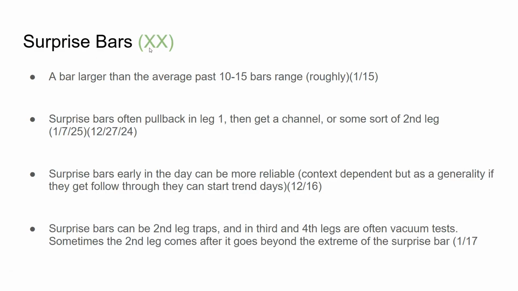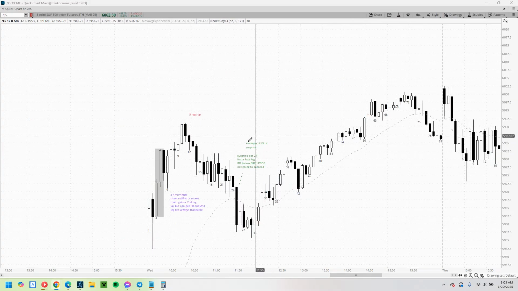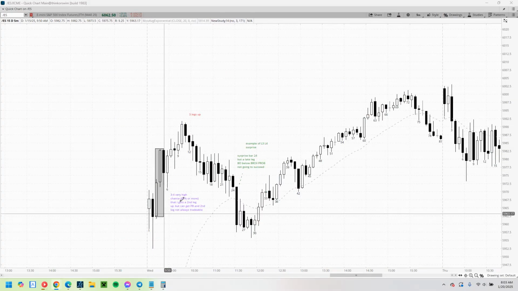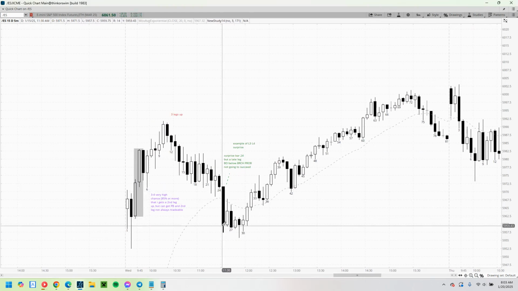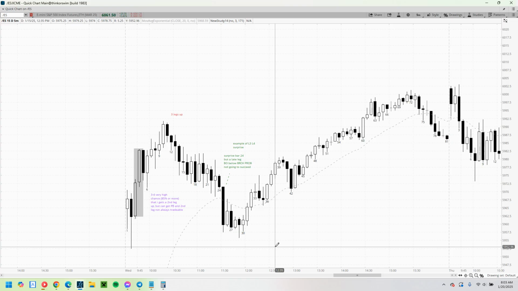So surprise bars, this is just for me, by the way, my color coding. We're going to go over to notes in a second, but that's just me color coding the notes, so I'm keeping track of things properly. But a surprise bar is bars generally bigger than the average of the past 10 to 15 bars. Here is an example. Just look at the green for now. We're going to get to the red and the purple in a little bit, but just right now, look at the green. This is a good example of a surprise bar, but it's a late leg.